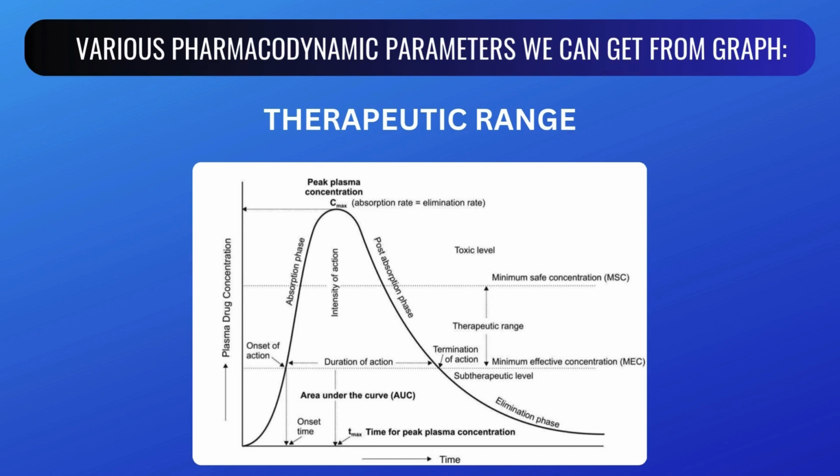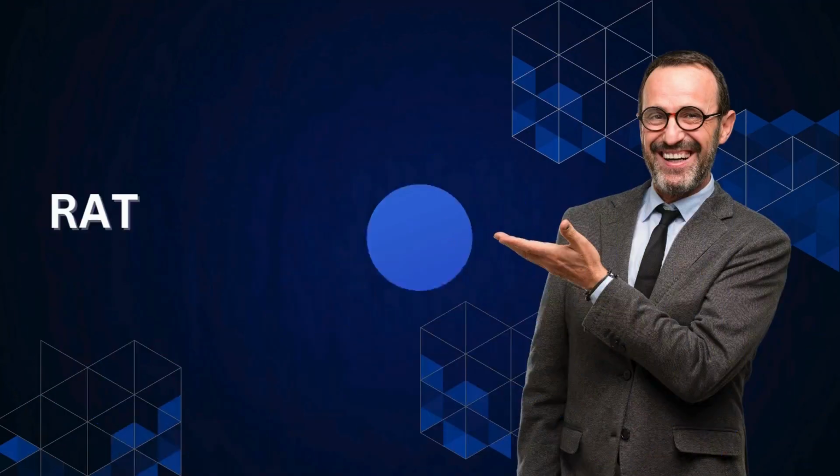Example, for an antibiotic, the therapeutic range might be 10 to 20 milligrams per liter. If the drug concentration is kept in this range, it can fight the infection effectively. If the level falls below 10 milligrams per liter, the infection may not be treated properly. If it rises above 20 milligrams per liter, it could cause harmful side effects.